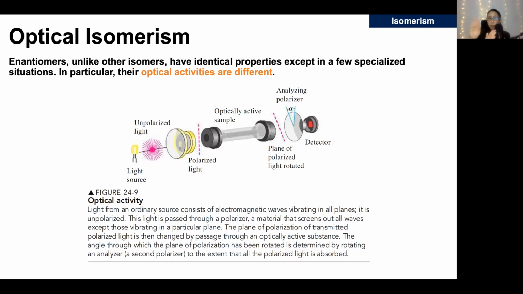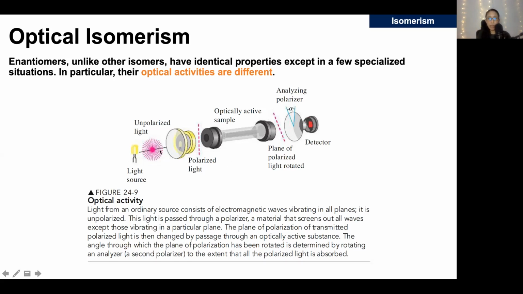So they have the same properties. For example, enantiomers have the same melting points, but they interact with light differently. This isomer interacts with light in a different way, and the other enantiomer interacts with light in a different manner. Now, what is this interaction? It has something to do with the rotation of polarized light.